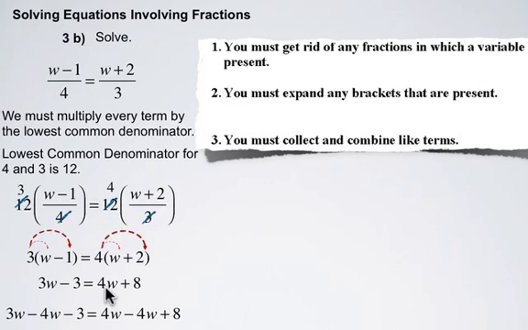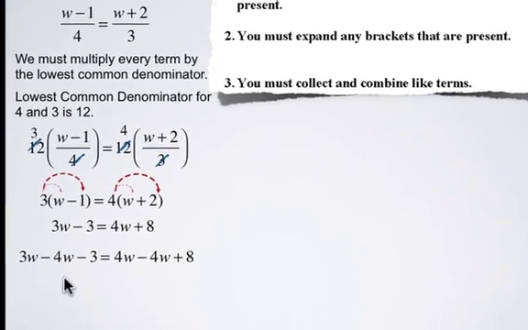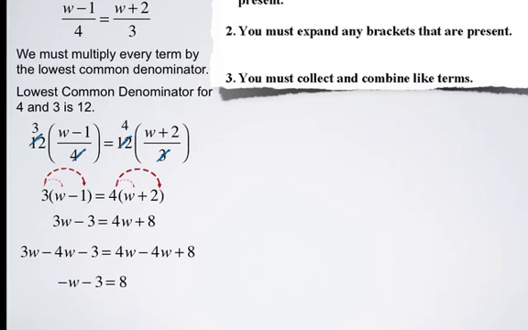So next we're going to subtract 4w from both sides, and what that's going to do is get rid of 4w on the right hand side of the equation. So we're going to get rid of any term with the variable on the one side of the equation. And on the left hand side of the equation, we're going to end up with 3w minus 4w. And when we simplify, 3w subtract 4w is negative w. We still have minus 3, and on the right hand side of the equation we have 8.